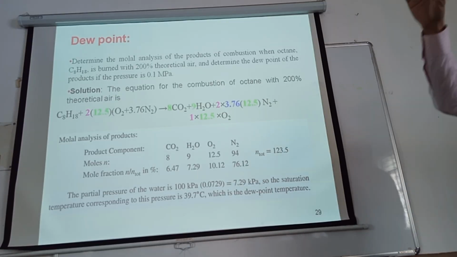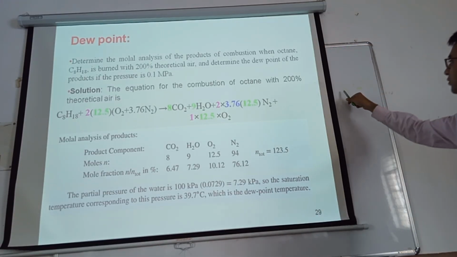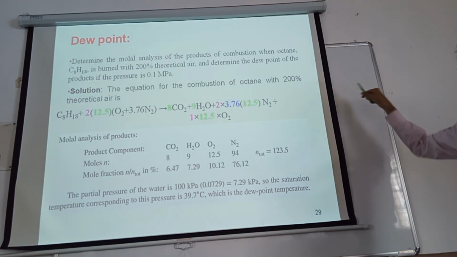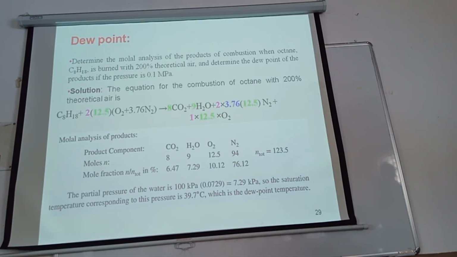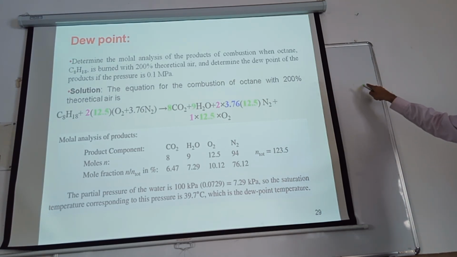Okay, once the pen comes, I will add. So try to understand that. You write the partial pressure of CO2, that is PCO2, is equal to P total multiplied by YCO2.